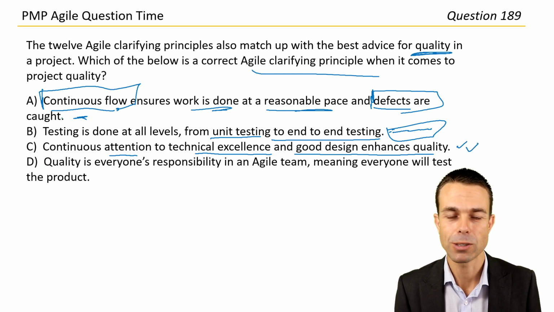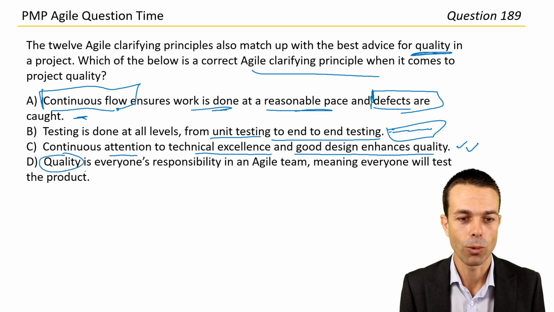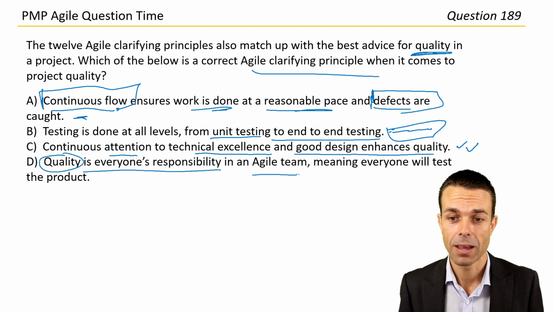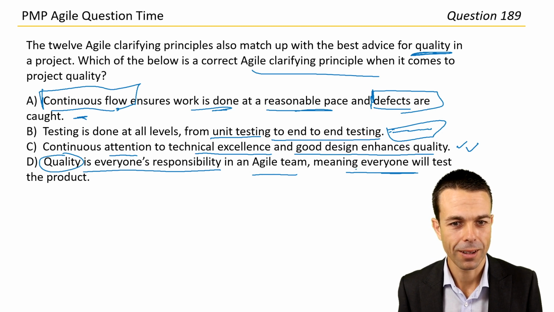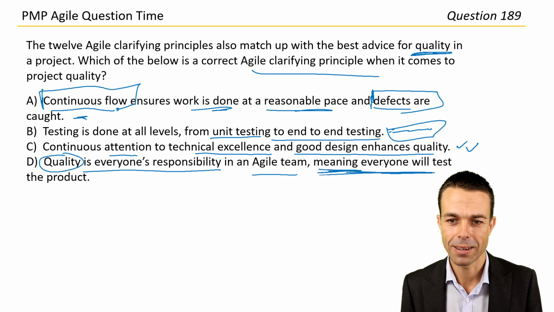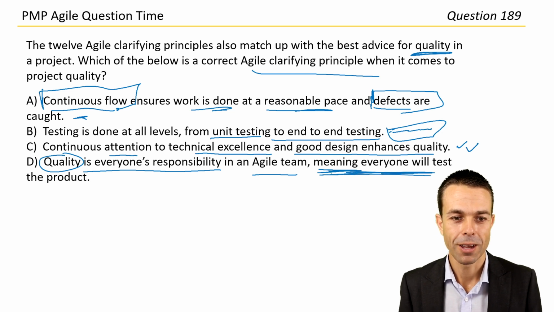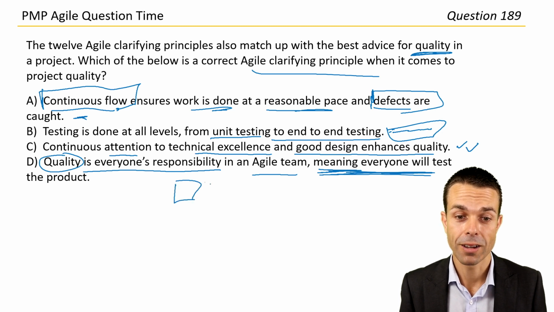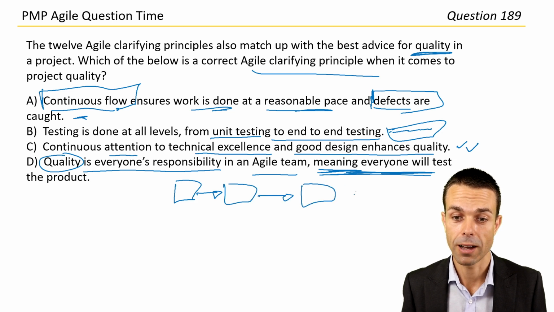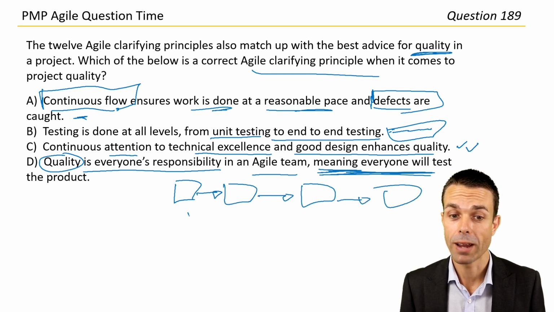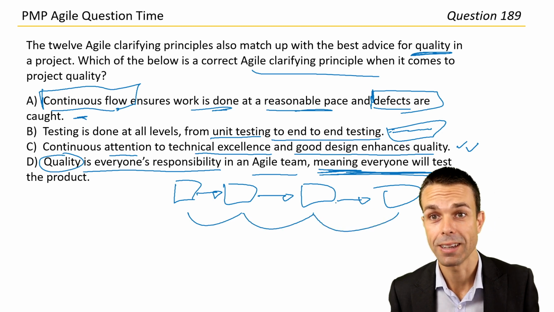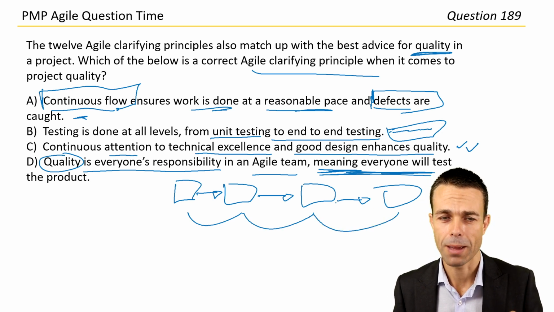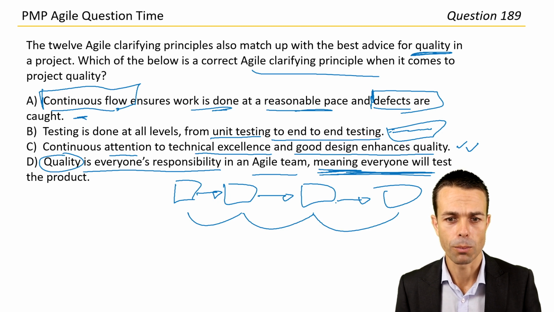But probably the best one here is quality is everyone's responsibility in an Agile team, meaning everyone will test the product. Hang on. That doesn't mean everyone will test the product either. Quality is everyone's responsibility, but that actually just means that from creating the card, through to developing the card, through to testing the card, through to signing off the card, everyone has a hand in making sure that quality is there. So that's what that means more importantly.